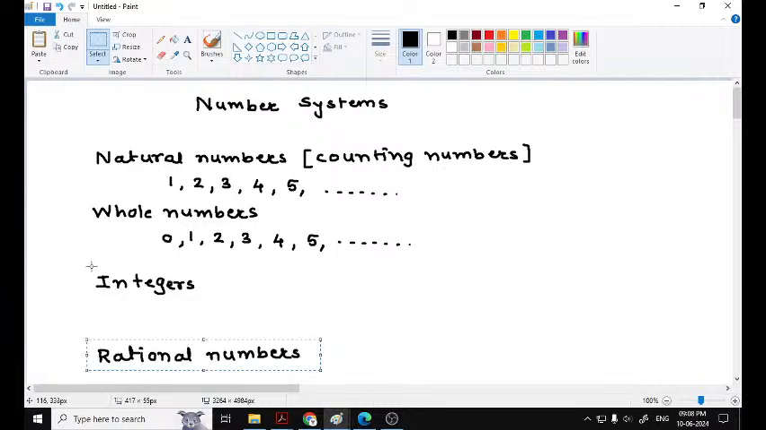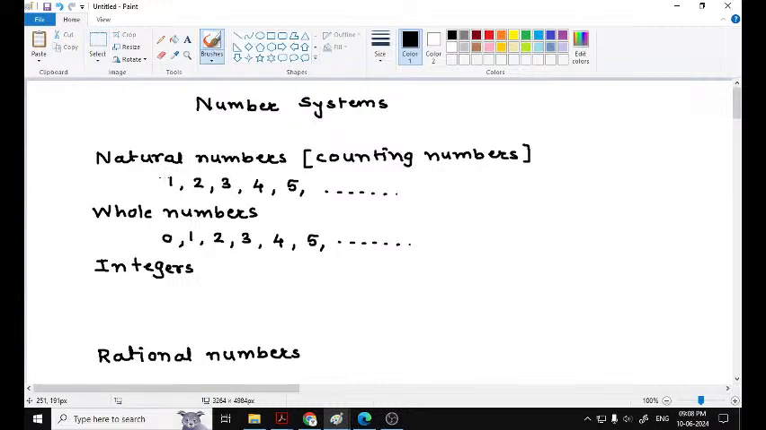Integers. Whole numbers are further edited, or the set of whole numbers is modified to get set of integers, where we add numbers which are smaller than 0, which are negative numbers. There are such infinite negative numbers. So infinite negative numbers, 0 and infinite positive numbers, they form set of integers.